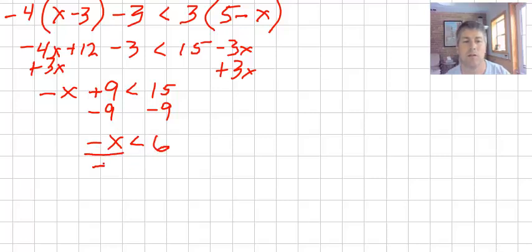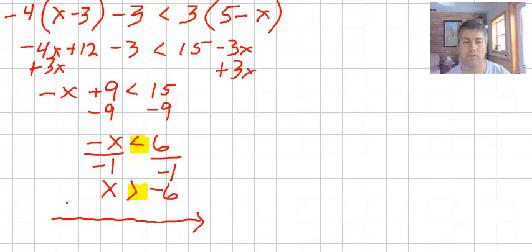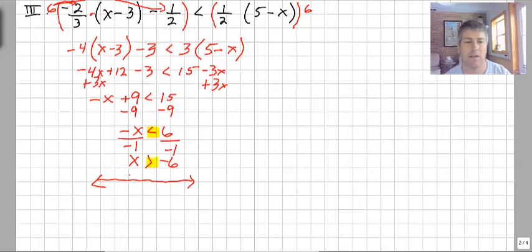And I'm going to divide both sides by negative 1, only for the purpose that I, again, have to change the direction of the inequality. Okay, I got to change that to a greater than symbol. So I get x is greater than negative 6. So my algebraic solution is x is greater than negative 6. Negative 6 is a critical point. I'm not including negative 6, so it's a parentheses, and then my graph of my equation.